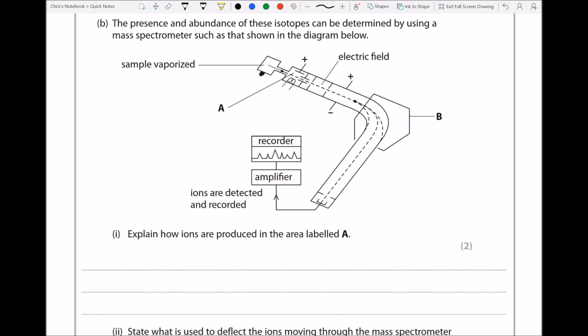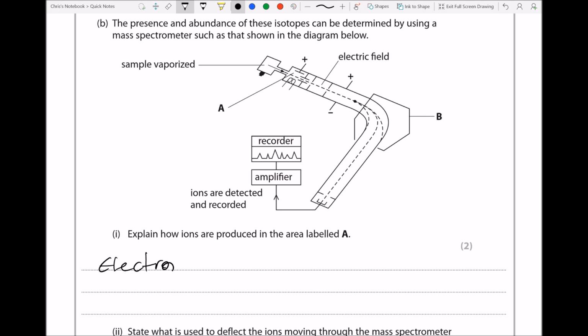This is basically where, sounds very grand, doesn't it? This is basically where you've just got your sample that comes in and they are bombarded by electrons, which knock an electron off the atoms in the sample. And this creates a positive ion. So, right, let's get it down, because there's 2 marks here. So let's write this down here.